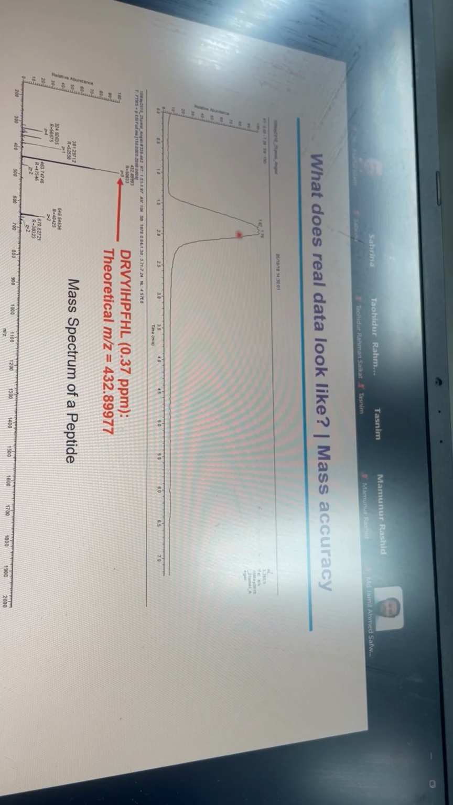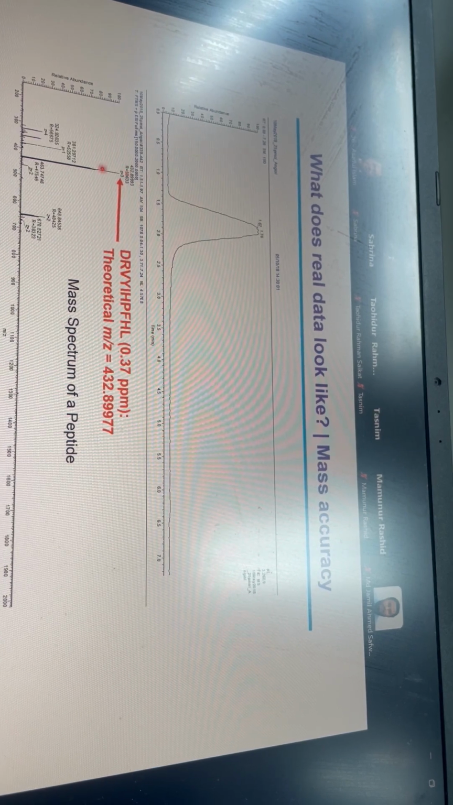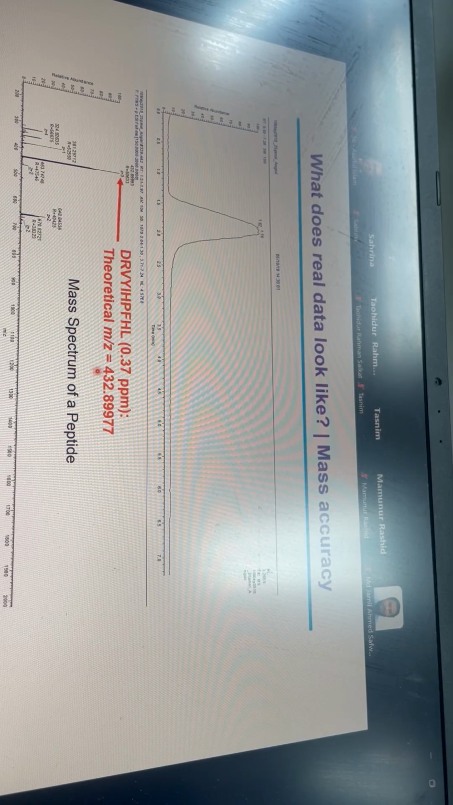Okay. How does the real data look like? So this is the chromatogram, as you can see. This is angiotensin, a small peptide. The theoretical mass of this one is 432.8897. So this is the theoretical mass, and then you see the mass spectrum measured 432.899993. And if you calculate the accuracy, the mass error is only 0.37 ppm. So very very good mass accuracy.